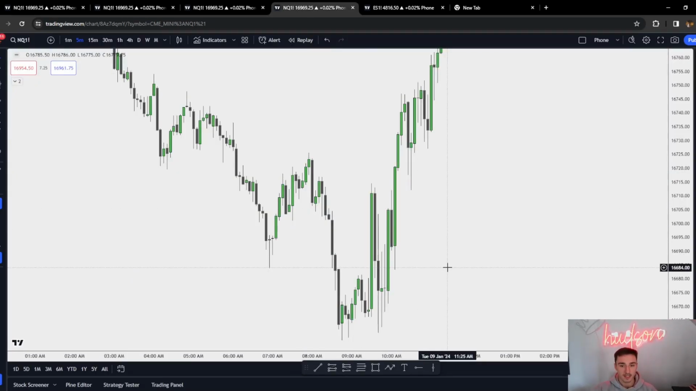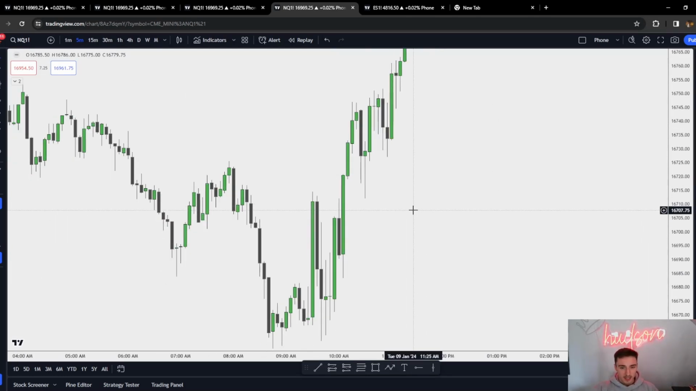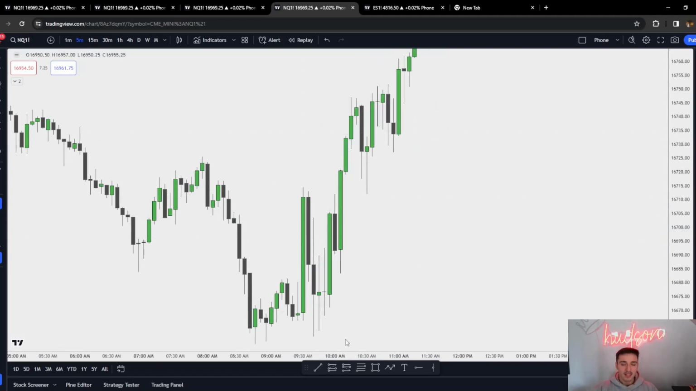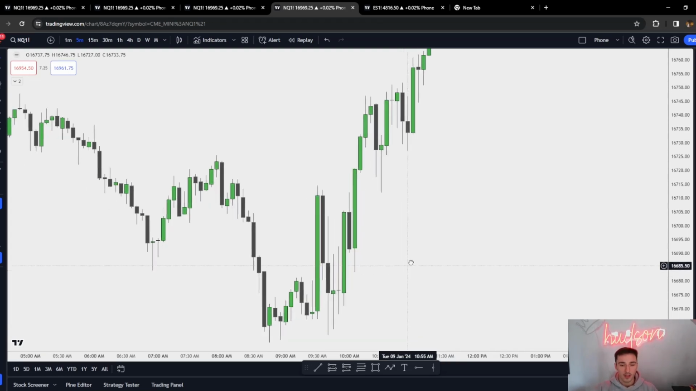Let's move on to the next example. So this example is a little bit different. Why is this a little bit different? Because this fair value gap did not support price in the opposing direction. This is another way to use high probability inverse fair value gaps. I don't use them like this as much. I like to see it support price, but this is also another way you can use them.